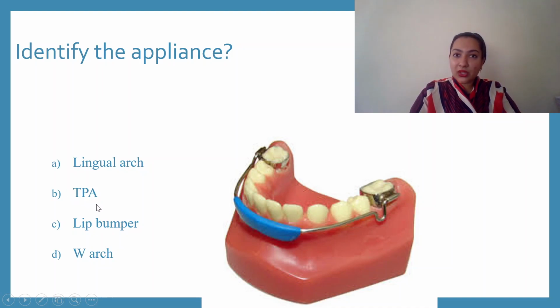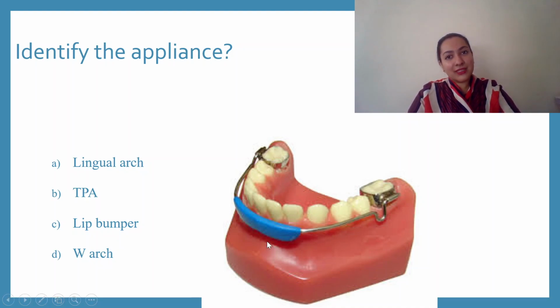Next is TPA. What is the full form of TPA? Transpalatal arch. It means it is attached to the palate. This is a mandibular cast which is shown. So this is ruled out again. So now you are left with lip bumper and W arch. If you have seen my previous lecture, you will know what W arch is used for. W arch is used for expansion of the maxilla. So this cannot be a W arch. Therefore, this is how you rule out three options. So now you know it is a lip bumper, right?